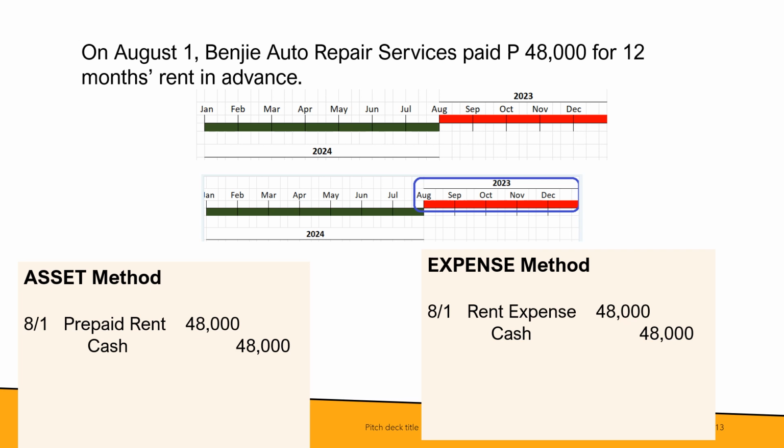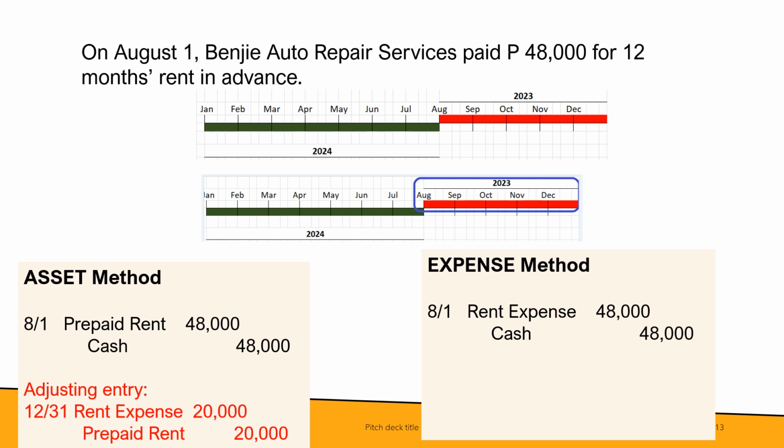How about the adjusting entry? Your adjusting entry under asset method and expense method differs. So you have to analyze how much should be adjusted. In terms of asset method, how much should be adjusted to prepaid rent and how much expense should be recorded. As mentioned, 5 months of this 48,000 should be expense for 2023 because the 7 months remaining are still unused or unexpired. So on December 31, using the asset method, there should be a debit to rent expense, which is 20,000, and credit prepaid rent 20,000.